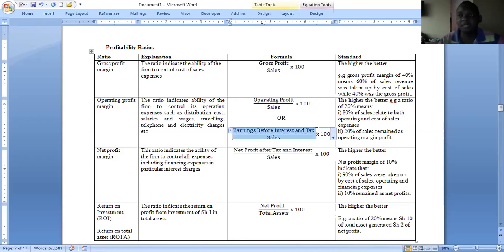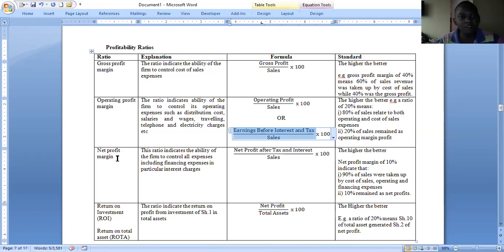Earnings before interest and tax is the gross profit plus other revenues minus other expenses before deducting interest expense and before deducting tax expense. It will give you the operating profit. So the operating profit margin is therefore equal to the earnings before interest and tax divided by sales, which is the same as the operating profit divided by sales. The higher the operating profit margin ratio, the more profitable the business is. A higher operating profit margin indicates higher profitability.